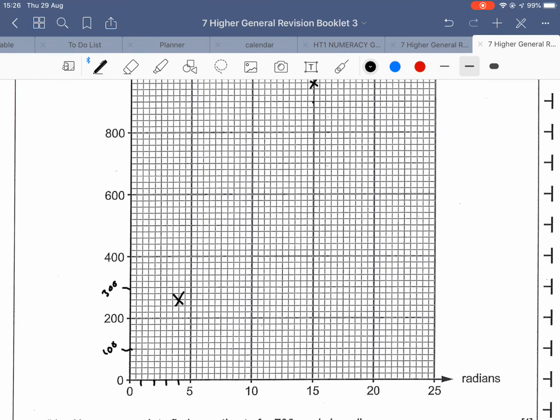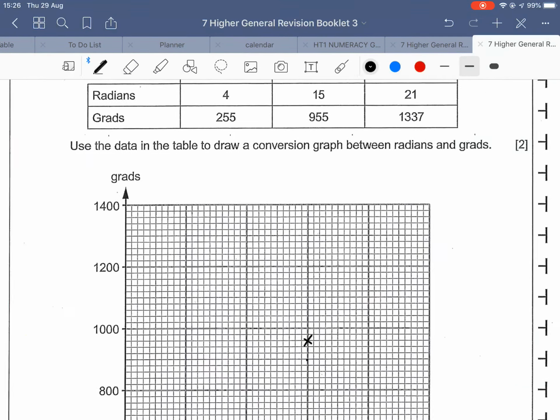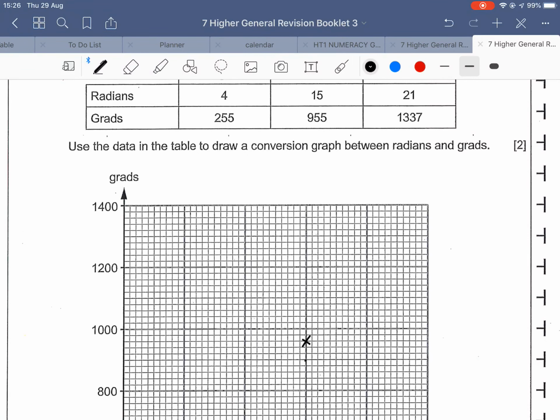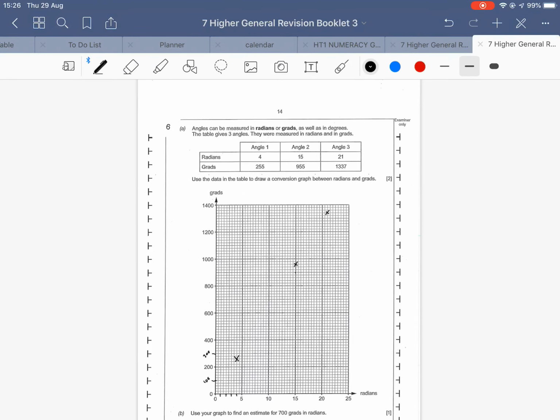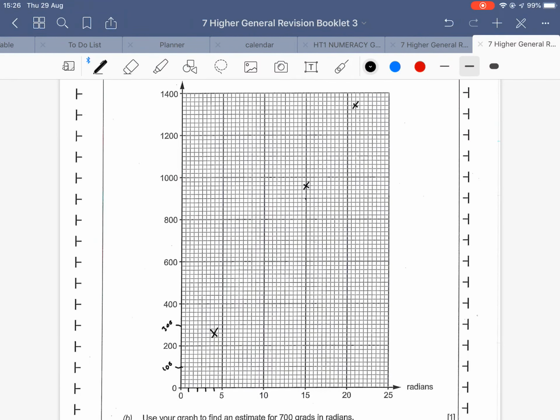21, 1337. 21. So that's 2 across from there. 1, 3. Oh my gosh. I'm gonna say there. Oh, it's horrible. Don't worry if you're not that accurate. As long as you're close, you'll be fine. Shouldn't say that. Be as accurate as possible.